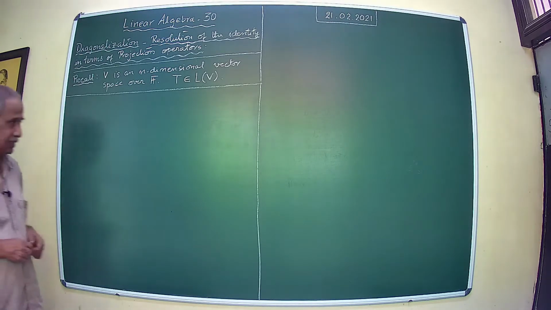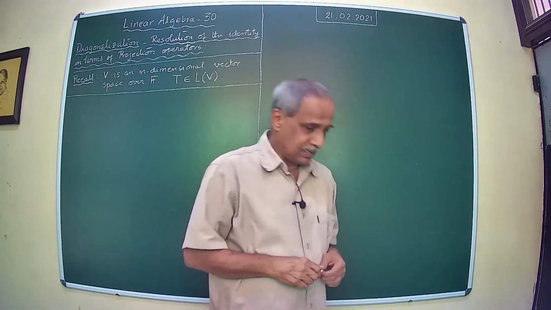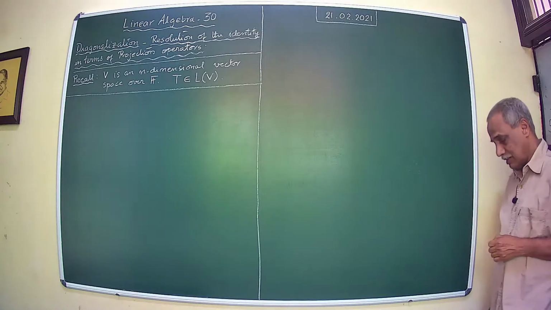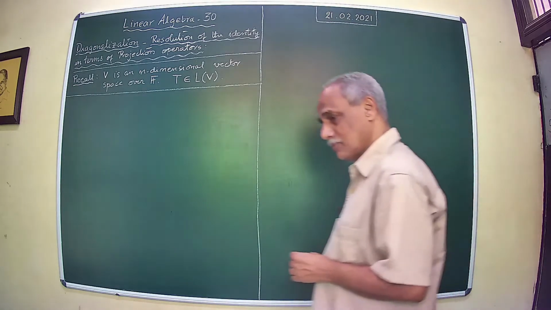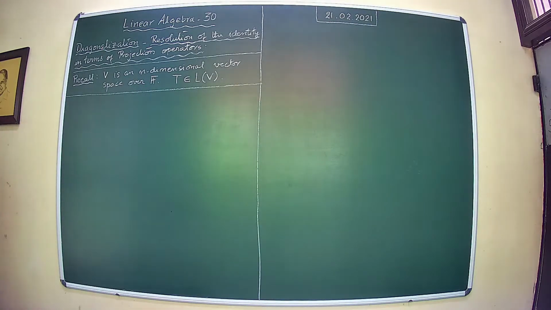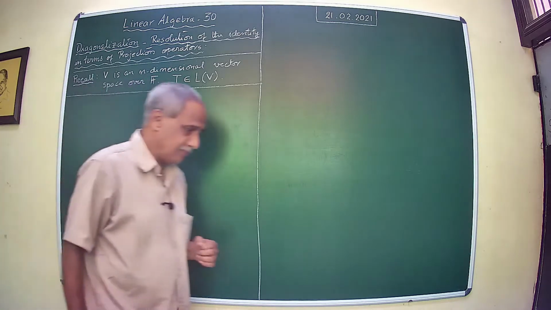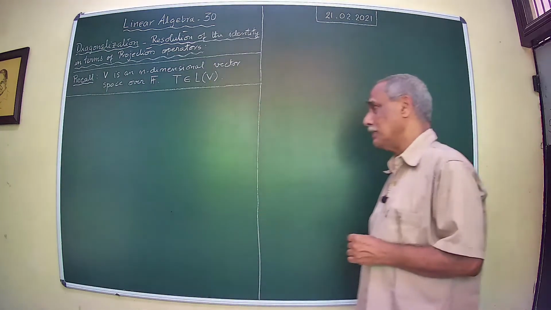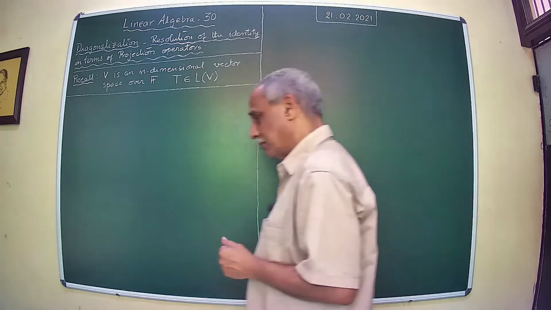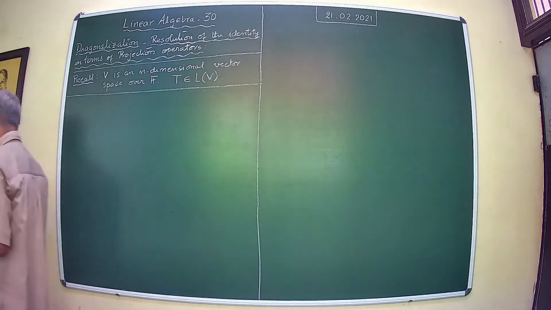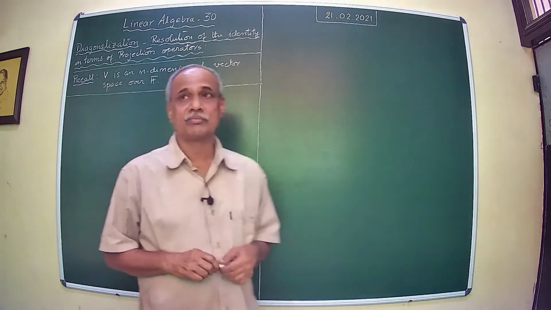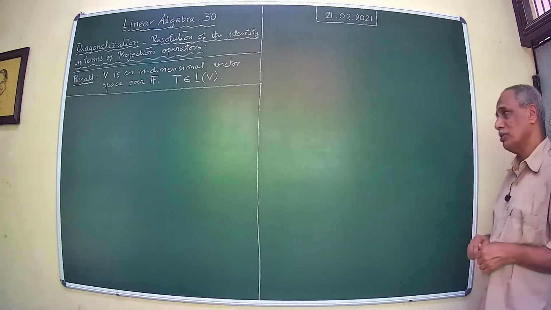We begin with another episode of diagonalization. Last time we discussed certain interesting results, namely when T is diagonalizable, what happens to f(T)? And we found that when f is the characteristic polynomial, then f(T) equals 0. We also saw another result.